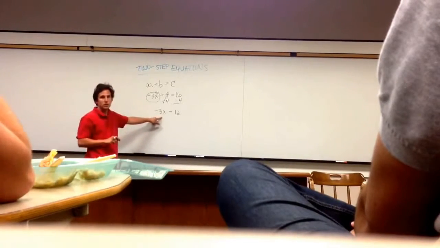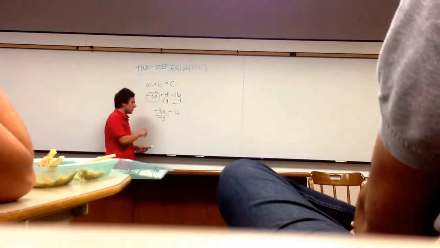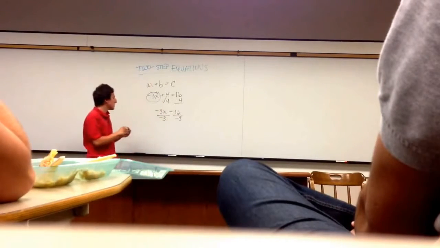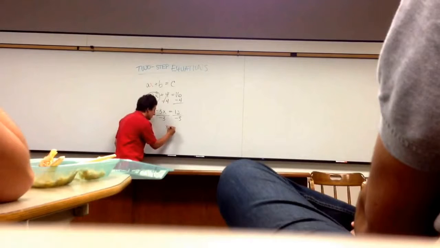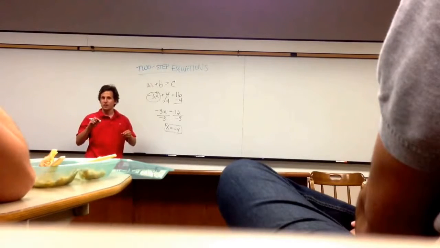Now the next step is to get the x all on its own. So to do this, we either need to divide by -3, or alternatively, we can multiply this by -1/3. But it turns out to be the same thing either way. So once we do that, we have to do it on both sides of the equation. We get x equals -4. And we've solved the equation. Any questions?